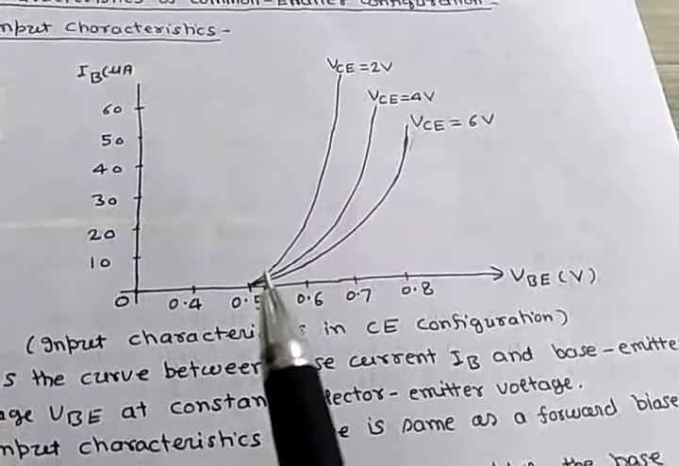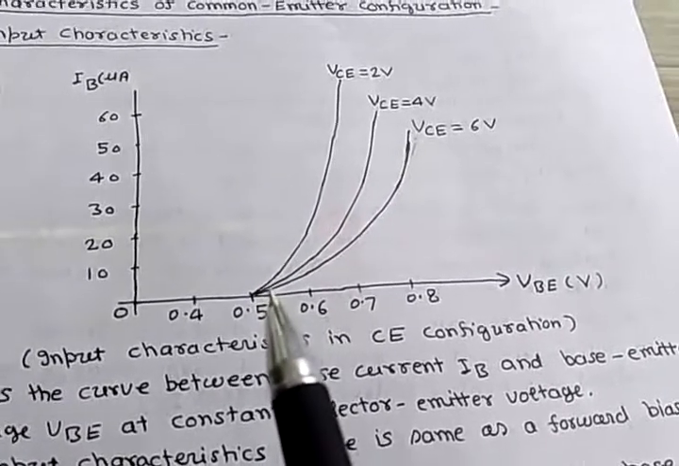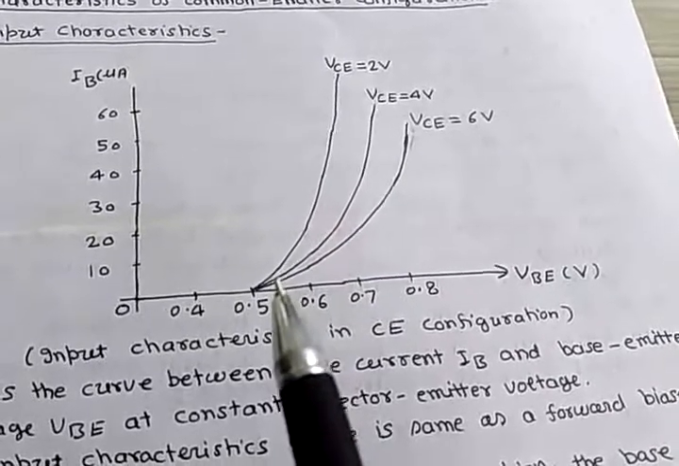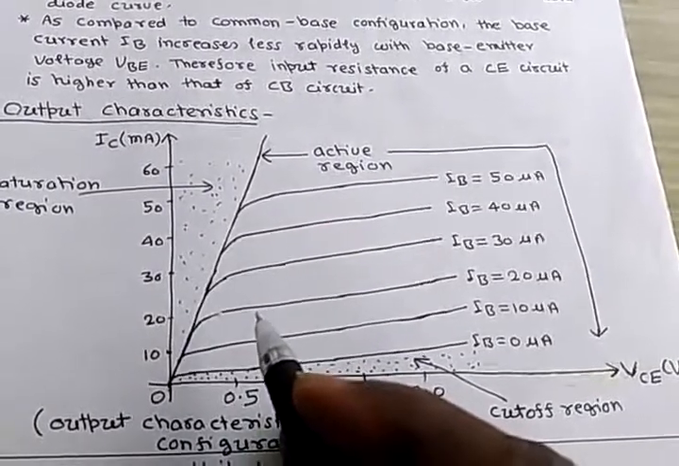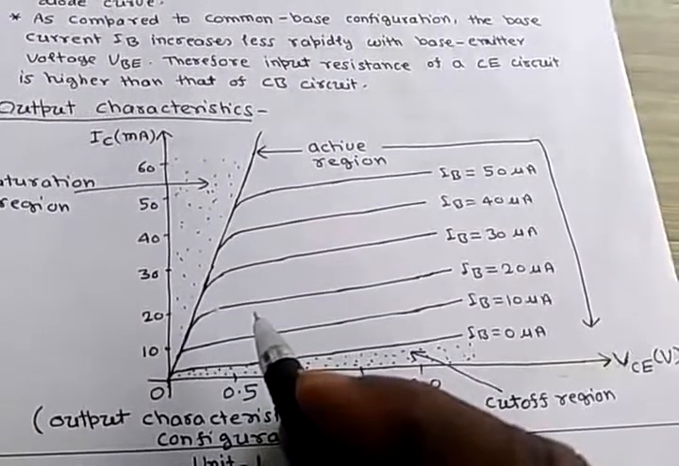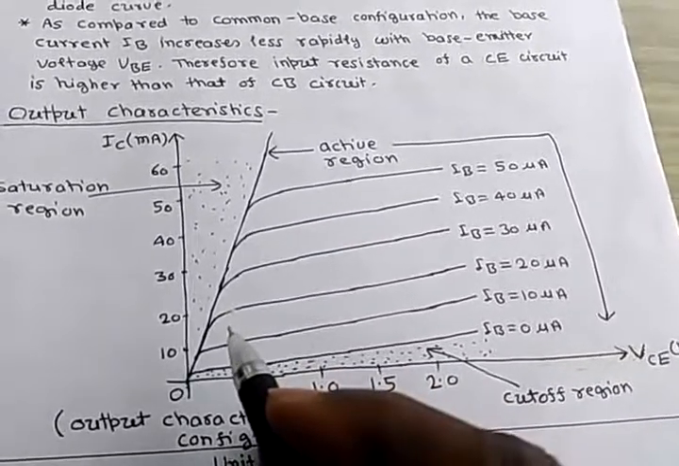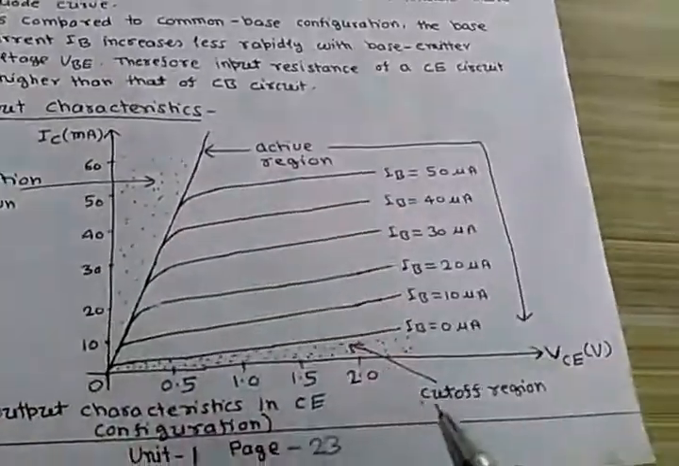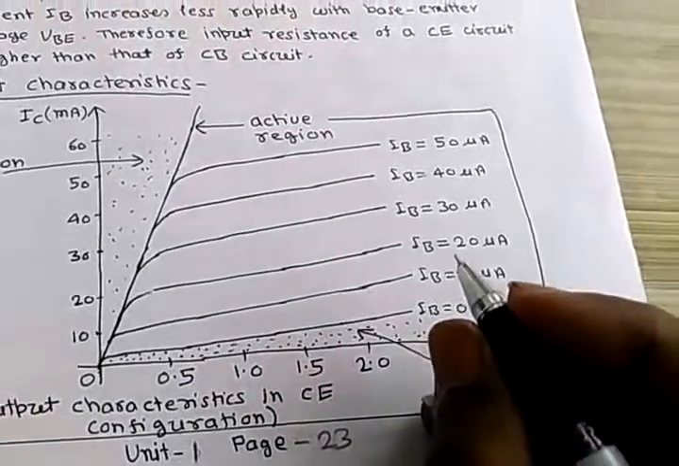This shows input resistance of the common emitter configuration is less than input resistance of the common base configuration. This figure shows the output characteristics of common emitter configuration. Output characteristics is the curve between collector current and collector to emitter voltage at constant IB.